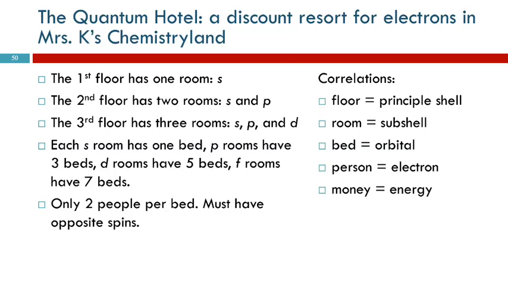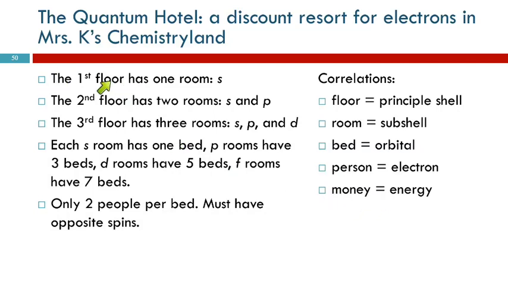The quantum hotel is a discount resort for electrons, in Mrs. K's Chemistryland. I've mentioned Chemistryland before. I've found this analogy that seems to work because it relates all this craziness to something that you can understand, staying in a hotel. So it's a multi-story hotel. The floors correspond to the principal energy shell. Each of the rooms on the floor are subshells. Each of the beds in the rooms are the orbitals. Electrons are the people, and money equates to energy again, like it so often does.